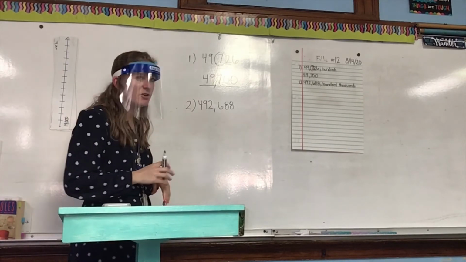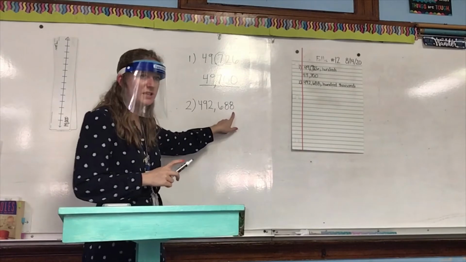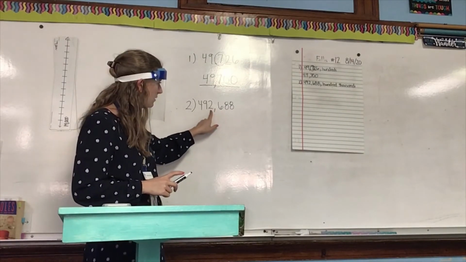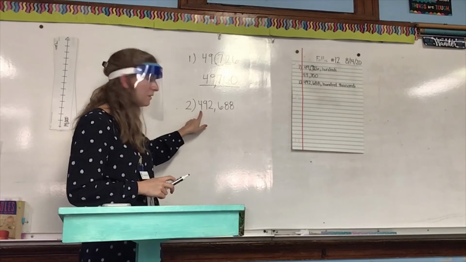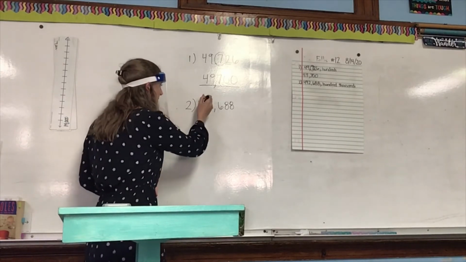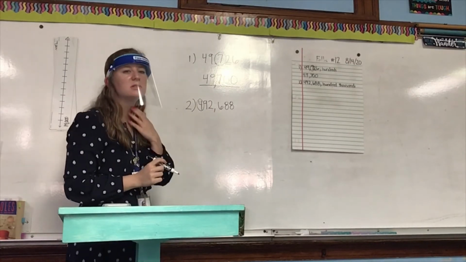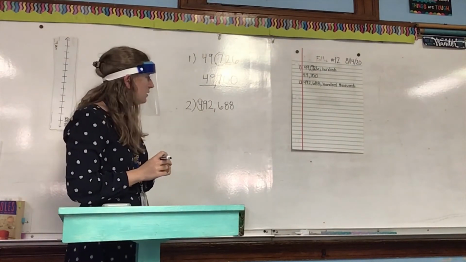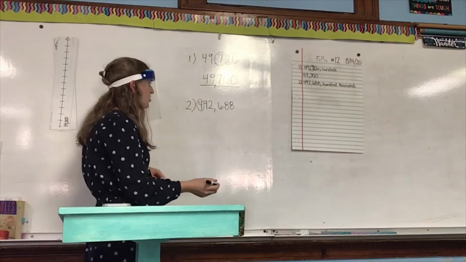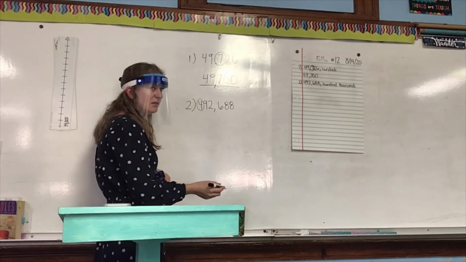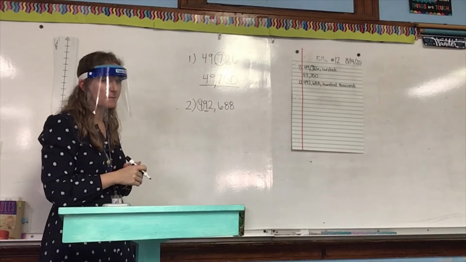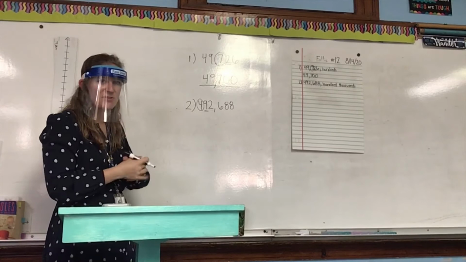So let's find the 100,000 place. We're going to name them until we get to the 100,000s. Ones, tens, hundreds, thousands, 10,000s, 100,000. So which digit do I circle? 4. Good. Step 2. Underline the digit to the right of the place being rounded. So which digit do I underline? 9. And for fun and practice, what place is that 9 in? 10,000s. Good.